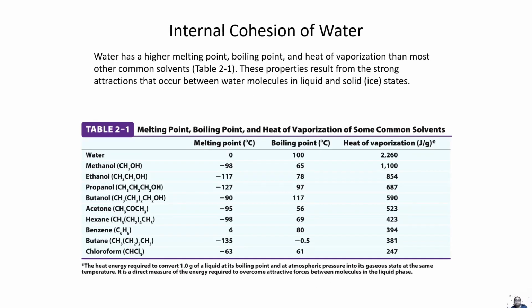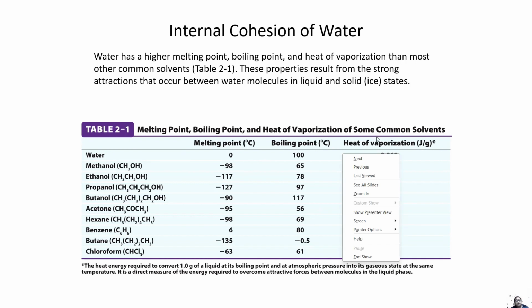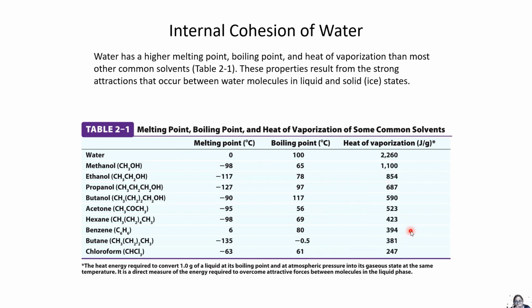So what is water basically? Water has a higher melting point, boiling point, and heat of vaporization than most other common solvents. And these properties result from the strong attractions that occur between water molecules in both liquid and solid ice states. If you compare the melting and boiling points of everything in this table with water, you can see that water has a higher melting point, higher boiling point, and heat of vaporization than most of the other common solvents.